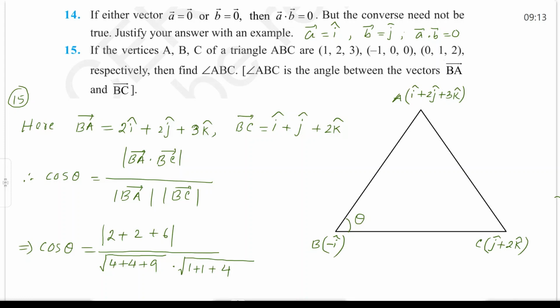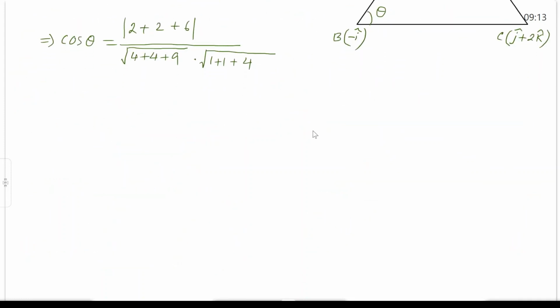So what we will get here: cos theta is equal to 6 plus 4 is 10, and modulus of 10 is obviously 10, divided by 9 plus 4 is 13, plus 4 is 17.